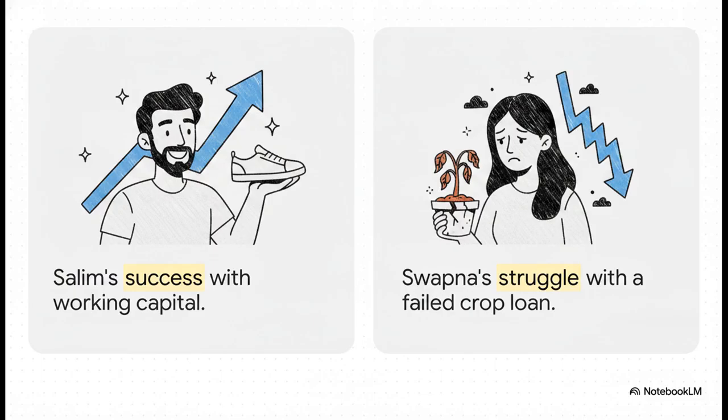Borrowing money can yield drastically different outcomes for different people. It's perfectly illustrated by the success story of a guy named Salim and the really devastating struggle of a woman named Swapna. Let's look at both.